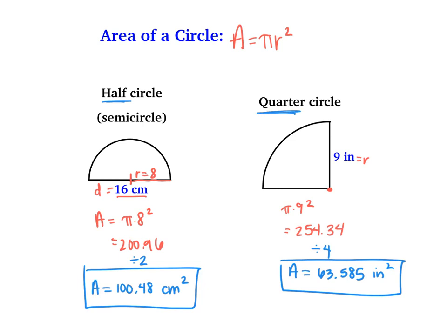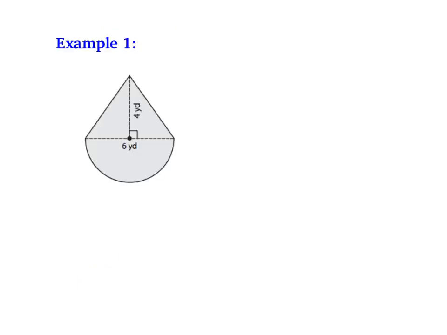Next, let's look at compound shapes. For compound shapes, you want to break the given shape down into smaller shapes that you know how to find the area of. For this particular example, I see a triangle at the top here with a height of 4 and a base of 6. And then at the bottom, I see a half circle, and 6 would be the diameter. So what we're going to do is find the area of each of those.